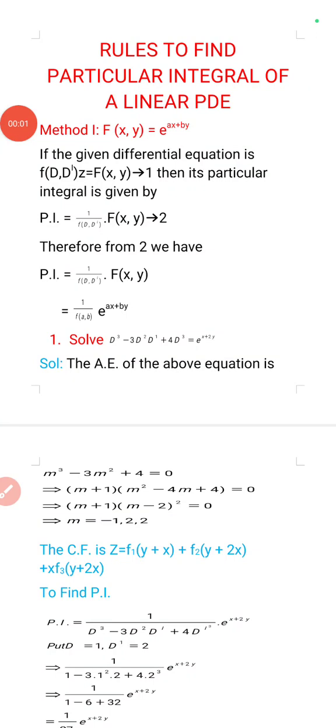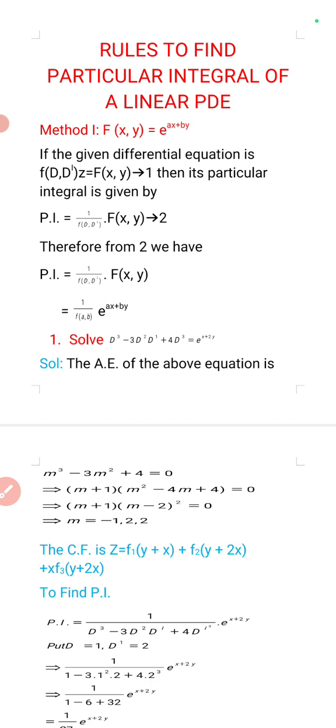Hello and welcome to this lecture on solving a linear PDE. In this session, we are going to focus on a very important part of the solution process, that is how to find the particular integral. The complete solution of a linear PDE comprises two parts: the complementary function and the particular integral. The complementary function always deals with the homogeneous part of a linear PDE, and the particular integral deals with the non-homogeneous part.